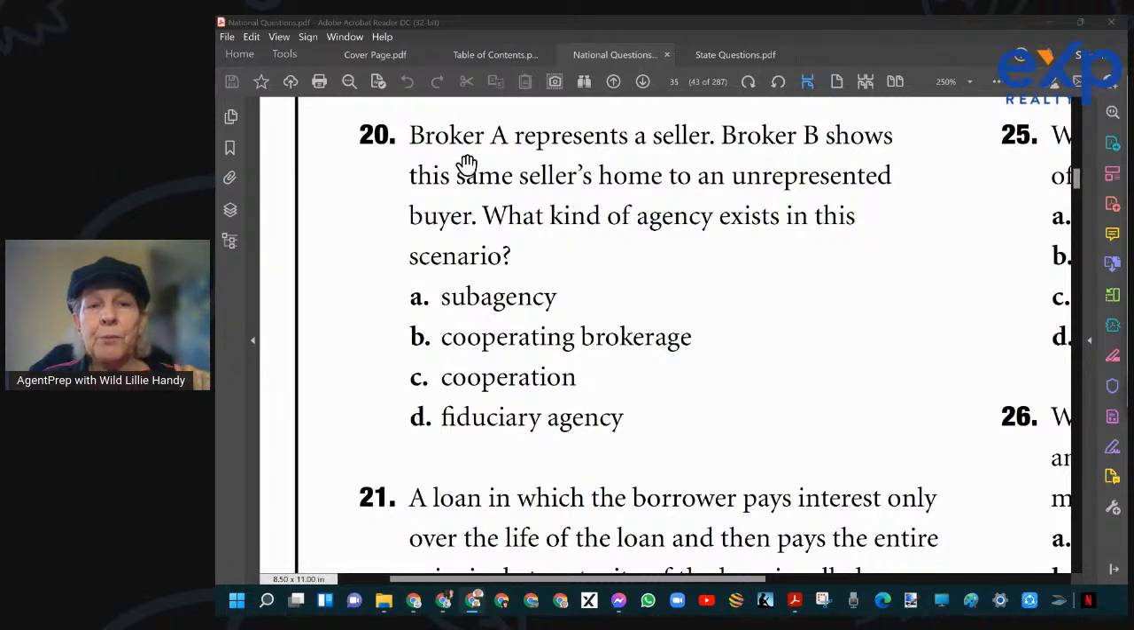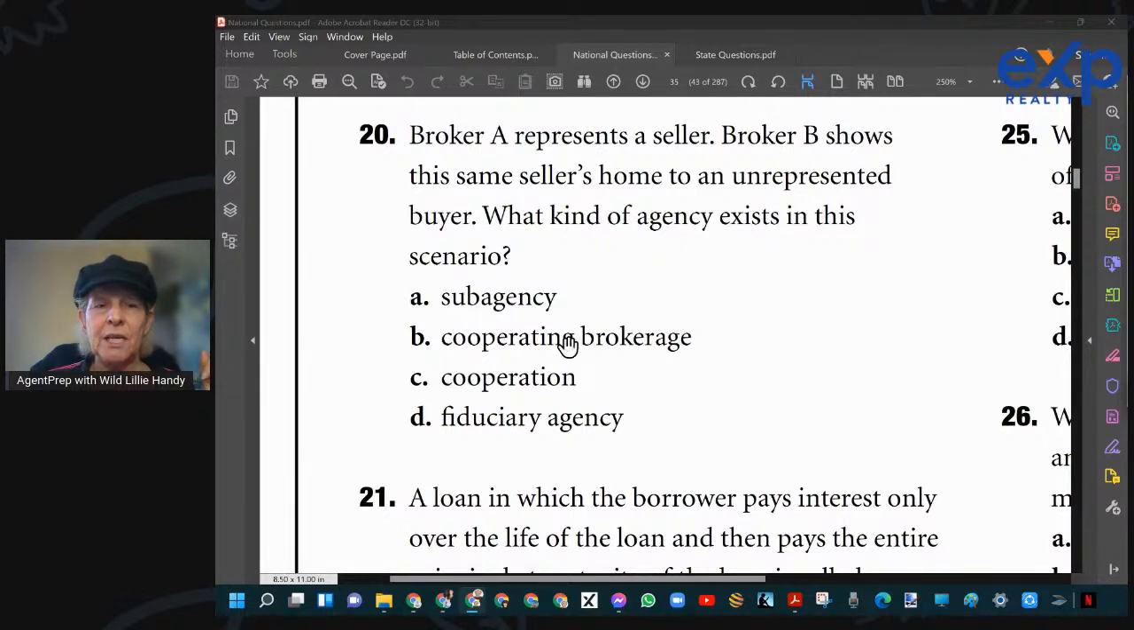Okay, 20. Broker A represents a seller. Broker B shows this same seller's home to an unrepresented buyer. So you've got two brokers, or two realtors. What kind of agency exists in this scenario? The seller is represented by broker A. However, broker B does not represent the buyer. So what kind of agency relationship exists in this scenario?